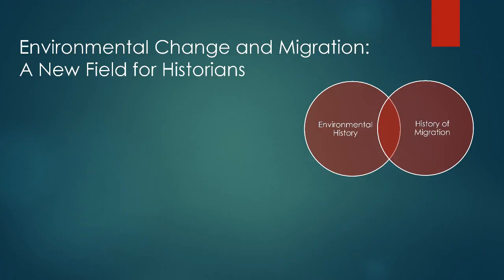Not so long ago, these two fields, environmental history and history of migration, arguably the two most relevant subfields when it comes to studying environmental migrations of the past, have been two almost completely separated fields. This has changed, however. These fields have begun to overlap. And I swear this is the first time that I've been using two overlapping circles in a presentation. I never really liked this, but in this case it seemed to fit quite well.